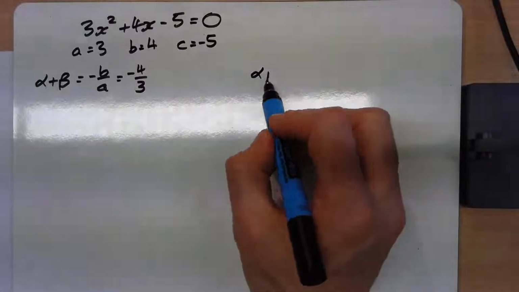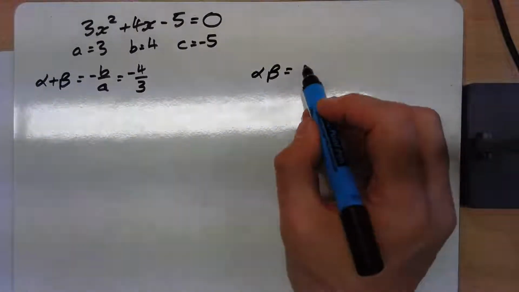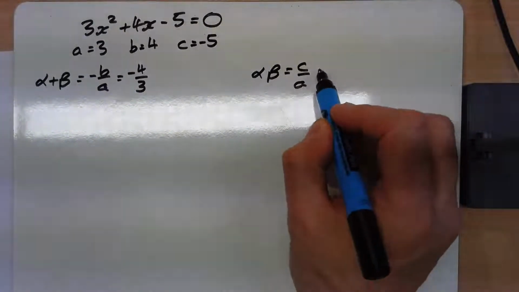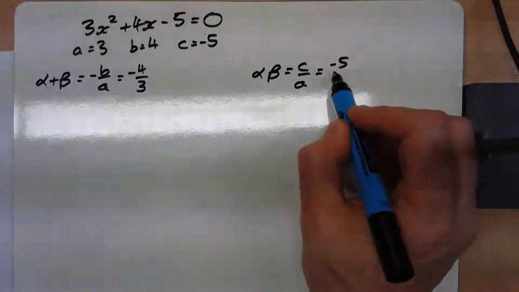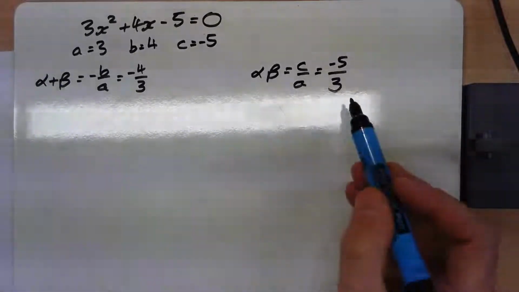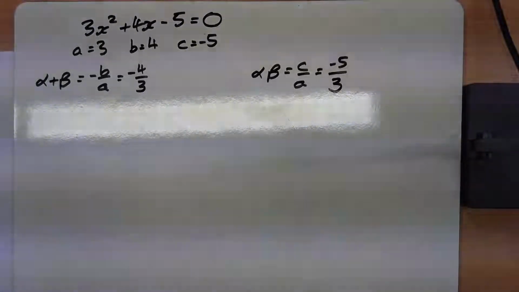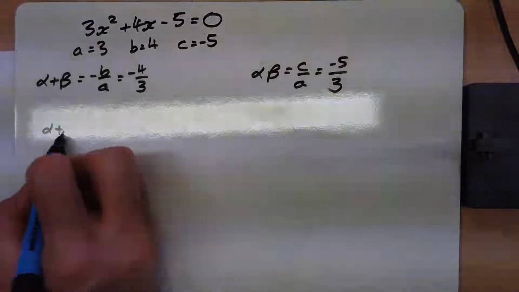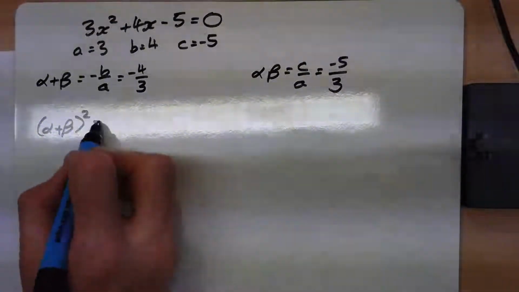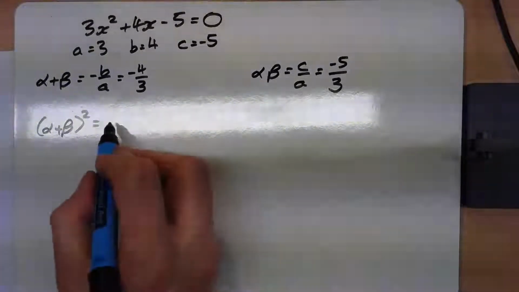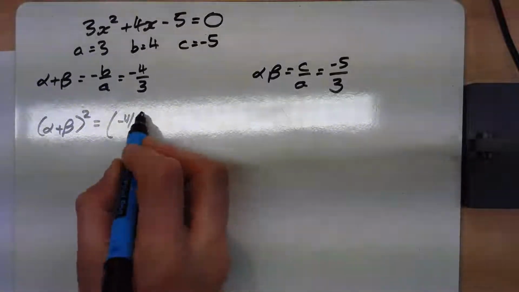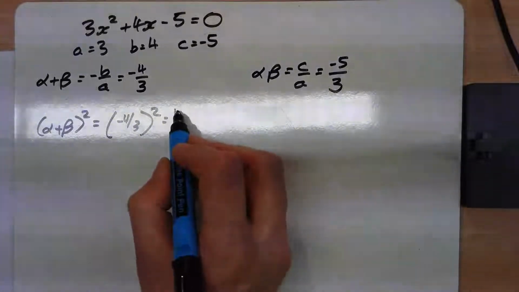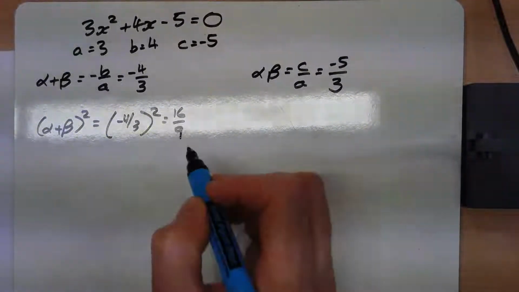And the product of the roots is c over a, not negative this time. So -5 over 3. It is minus because there's a minus there, but there's not a minus in the formula. So if I want to do alpha plus beta all squared, well, we already know what alpha plus beta is. It's that. And we want to square that. So we've got 16 over 9.